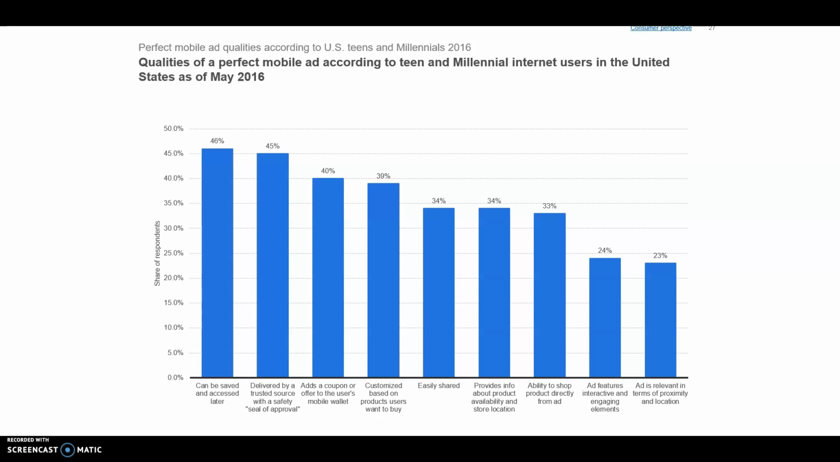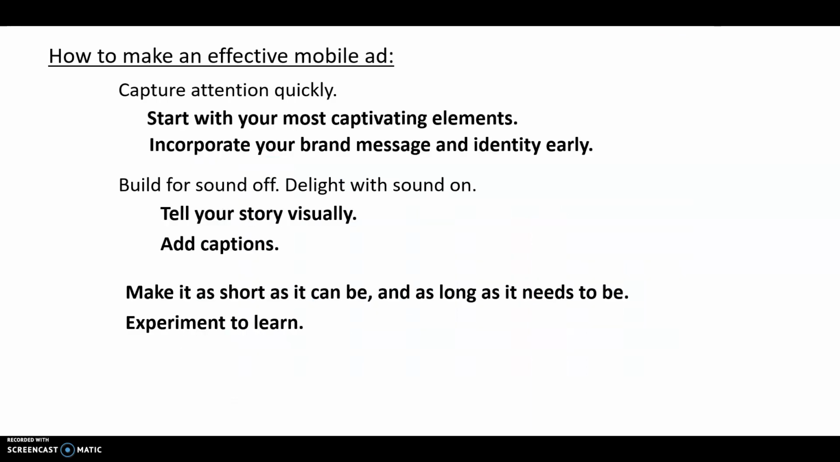Here are interviews with teen and millennial users in the U.S. about what's important to them in a mobile ad. I want to be able to save it, delivered by a trusted source, right up there. An offer is important. Customized for you is important. Usually shares, provides info, ability to shop directly from the ad. The ad is relevant in terms of proximity and location. Some of the things that are important in mobile ads.